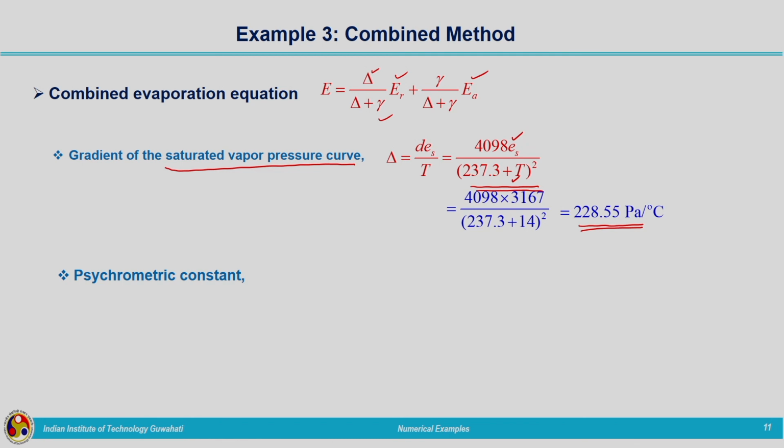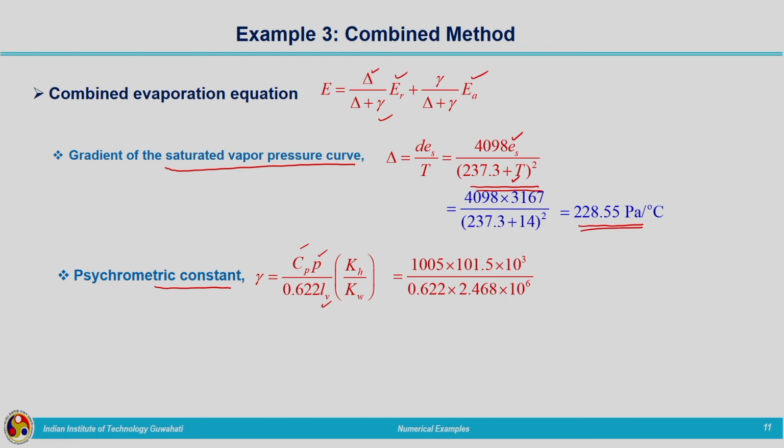Now, next is the psychrometric constant gamma. How can we calculate the psychrometric constant gamma? By using this expression. Here we have Cp, P, Lv, Kh by Kw. Again, the ratio of these diffusivity coefficients can be considered to be 1. After substituting, we can calculate the psychrometric constant as 66.45 pascals per degree Celsius.